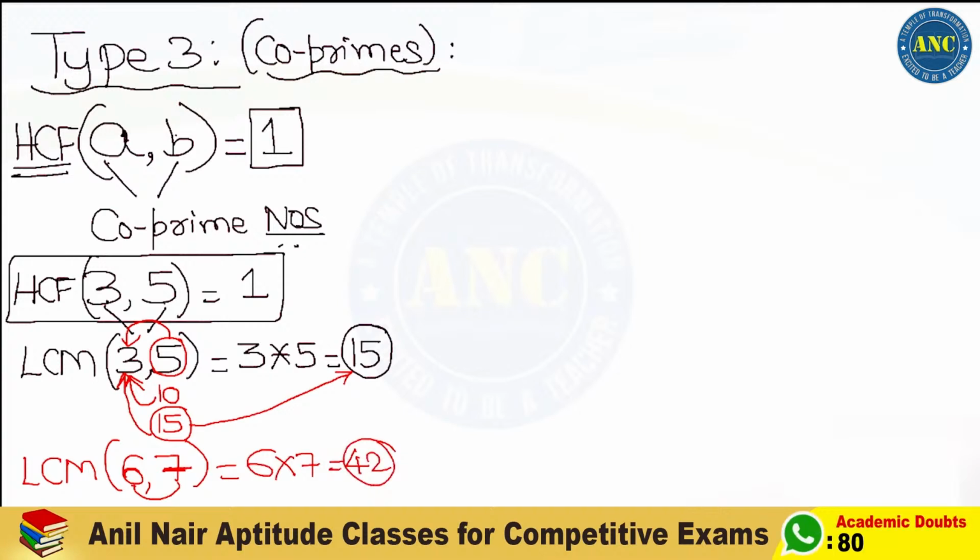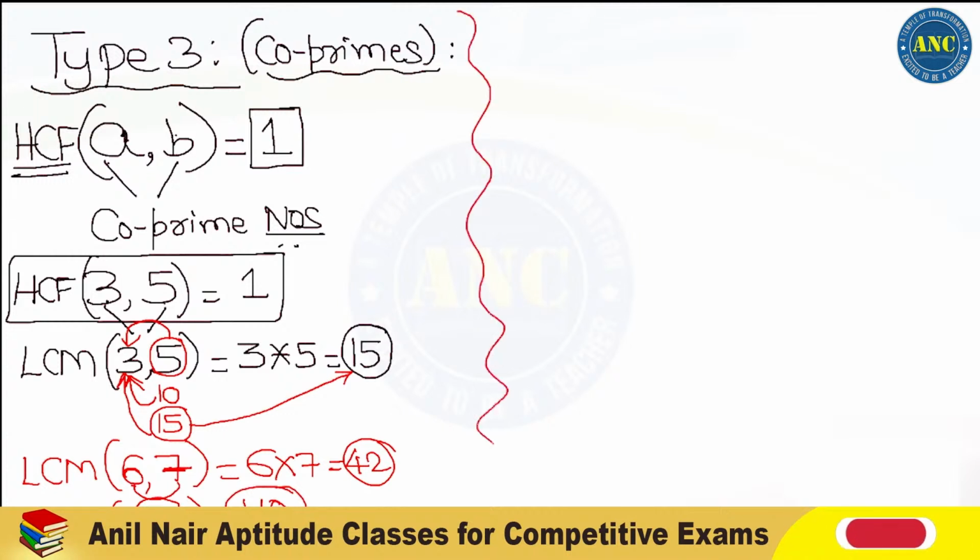One last question in type 3. Suppose 10 and 11. 10 and 11 are consecutive, so absolutely they are co-prime. The LCM is 10 into 11, which is 110. I hope you are getting the clarity. Type 1 is when the bigger number is directly a multiple of the smaller number. Type 2 is if the bigger number is not a multiple of the smaller number. That also I taught you.